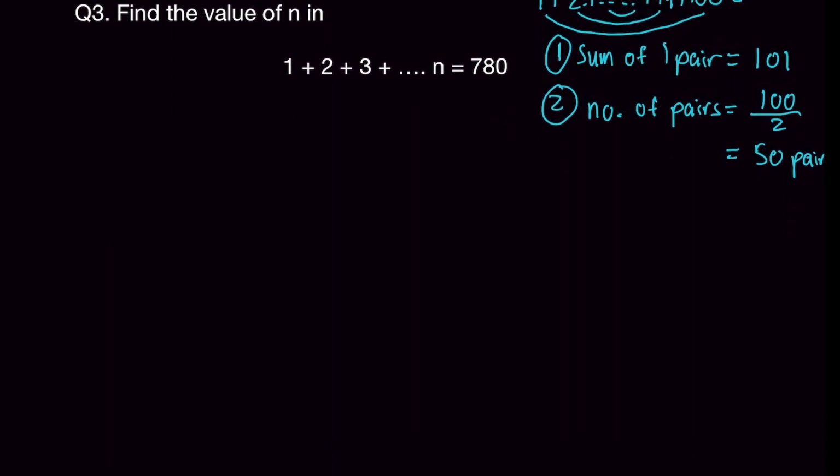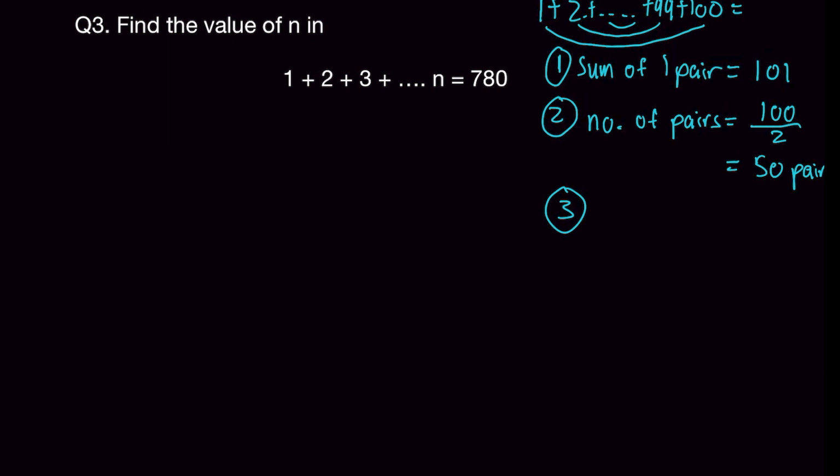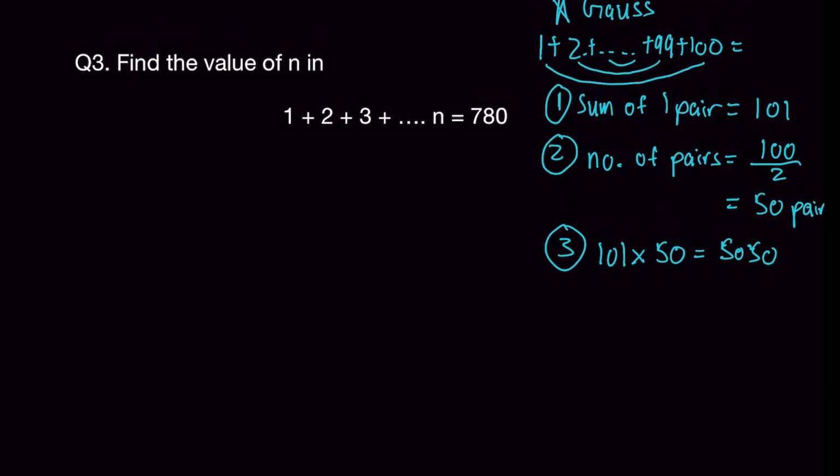The last step to find the answer is to take the 101 and multiply by the number of pairs, and we will get our summation, which is 5050 in this case. This is basically what Gauss method is about. So we will use Gauss method for this question.